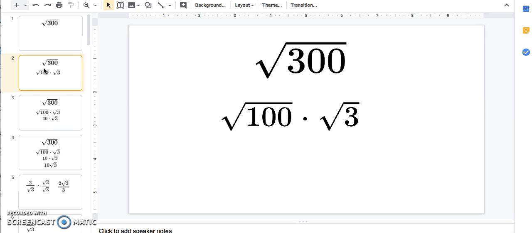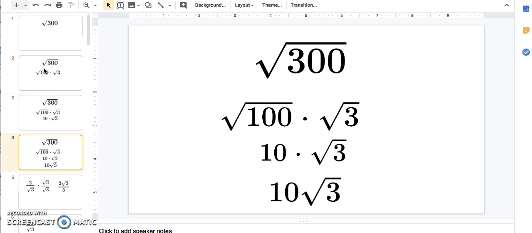So we have square root of 100 times square root of 3 gives you square root of 300 because 100 times 3 is 300. So then I take the square root of the perfect square, which is the 100, and I get 10. So then I have 10 times radical 3, so my answer is just going to be 10 radical 3. Okay?